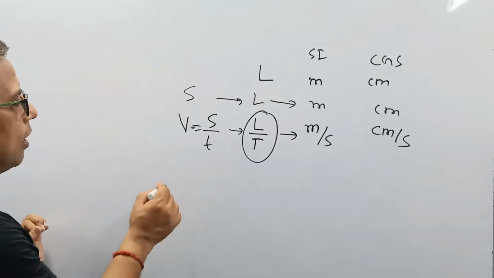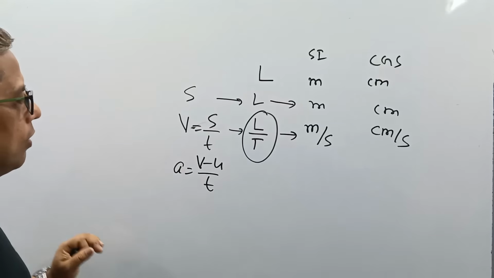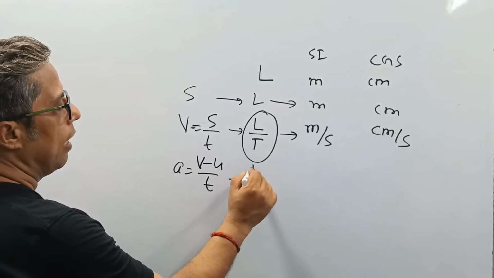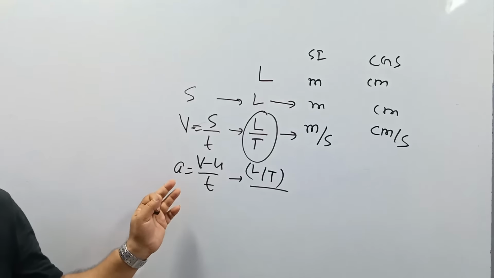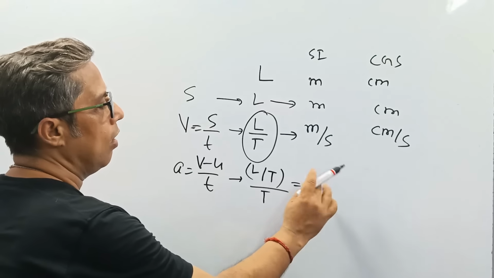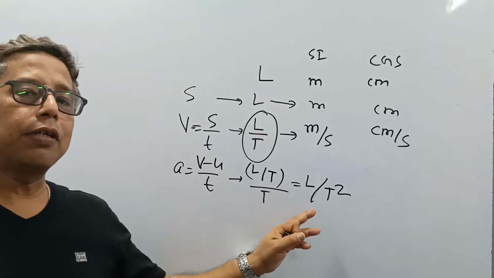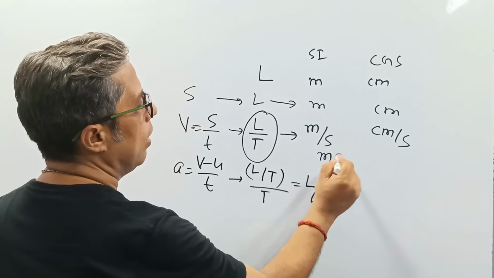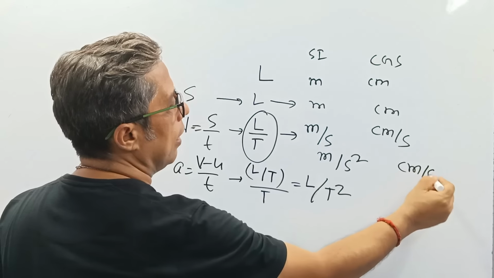Now what is acceleration? Acceleration a is equal to v minus u by t. We all know this. What is the dimensional unit of v? L by T. Already I wrote it here. What is the unit of t? T. So acceleration will be L by T square. You can write L by T square. So this is the dimensional unit of acceleration. That means the SI unit of acceleration is meter per second square, and CGS is centimeter per second square.